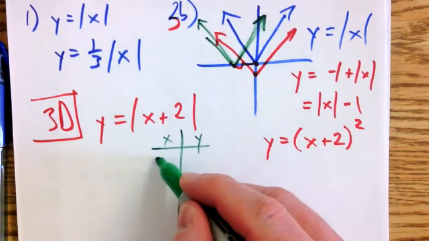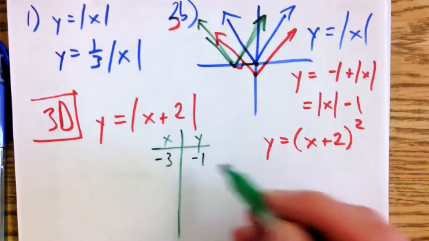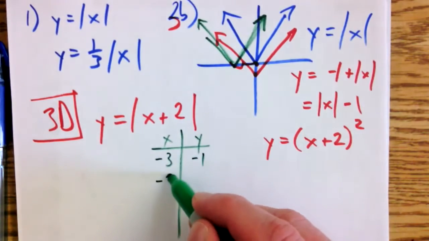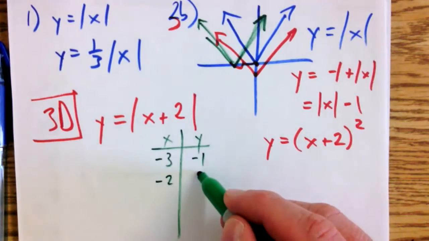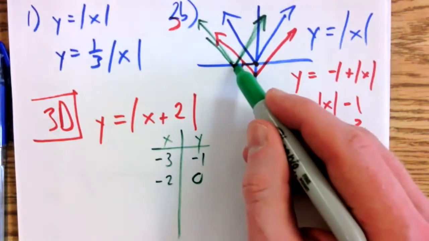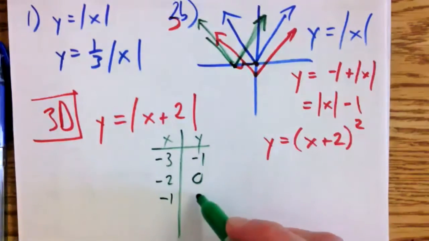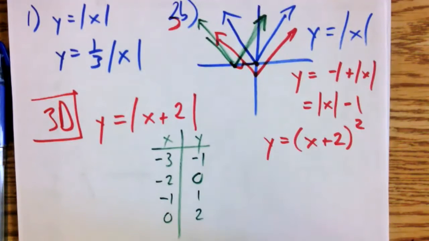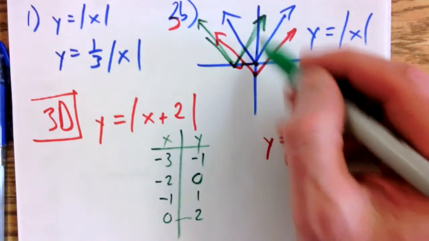So when x is -3, y is 1. When x is -2, y is 0. See, that's why it's there. -1, 1, 0, 2, and so on. So notice that the y-intercept is going to be at 2.